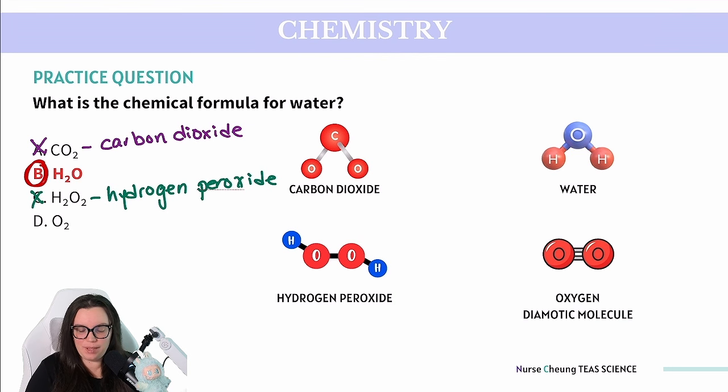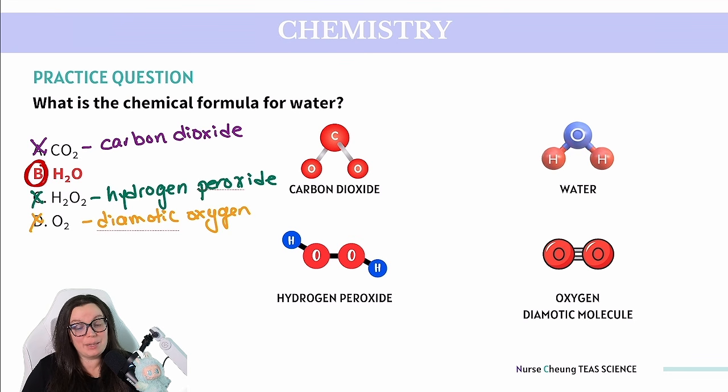And then lastly, we have good old O2, which is known as diatomic oxygen. So remember, when we're talking about chemistry, a lot of our atoms want to be stable. And sometimes when they're just left alone, they're unable to do so. So in this particular case, these 2 oxygen atoms are going to share valence electrons, making it more stable.